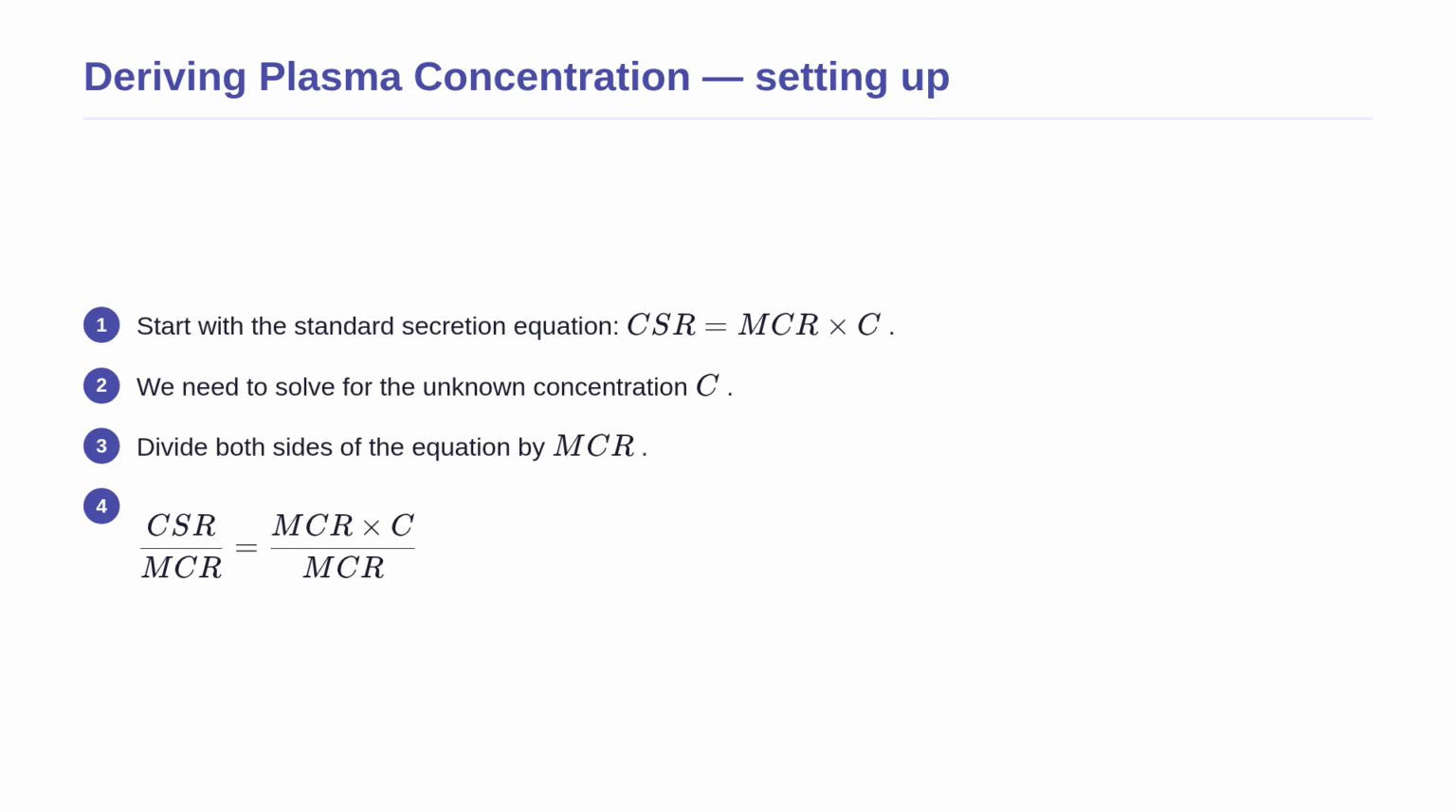But what happens when we already know the secretion rate from a hyperactive tumor and we need to predict the blood test results? We must rearrange our equation to solve for the plasma concentration. This chunk of the derivation sets up that exact algebraic rearrangement. We start with our original equation, CSR equals MCR times C. To isolate the concentration variable, we must divide both sides of the equation by the metabolic clearance rate. This mathematical step is the foundation for predicting how a massive increase in cellular secretion will drive up hormone levels in the blood.